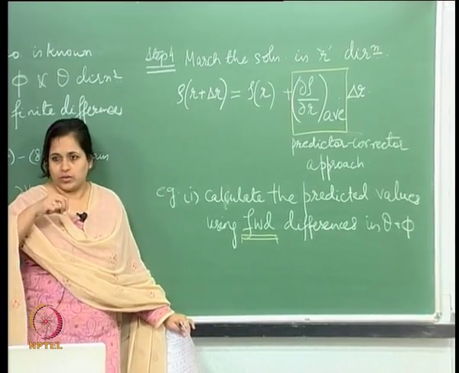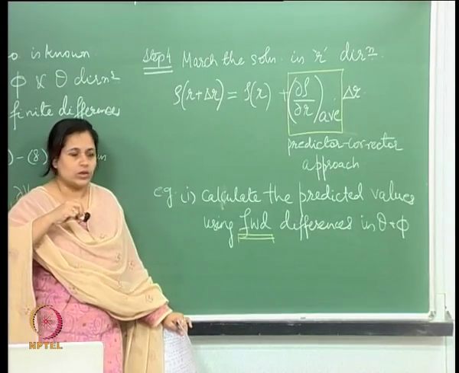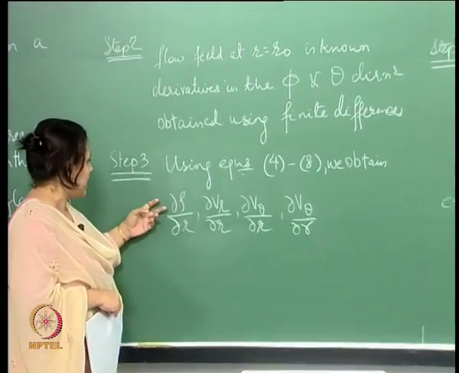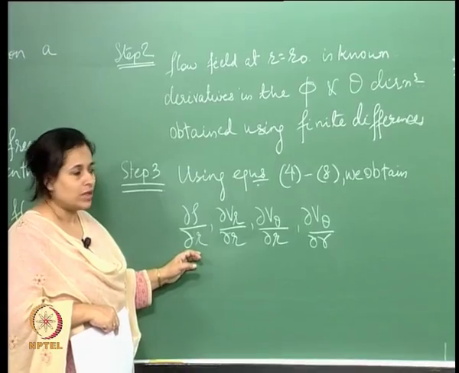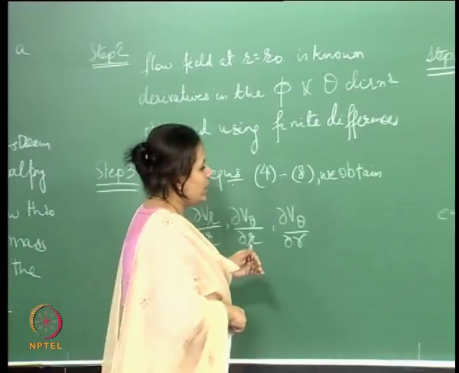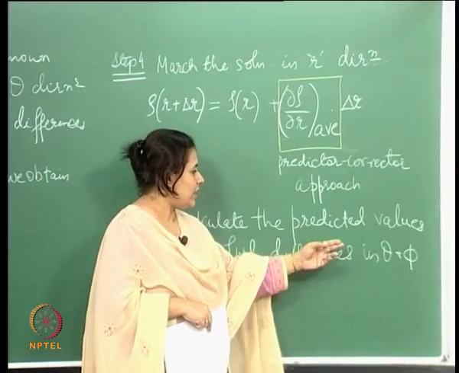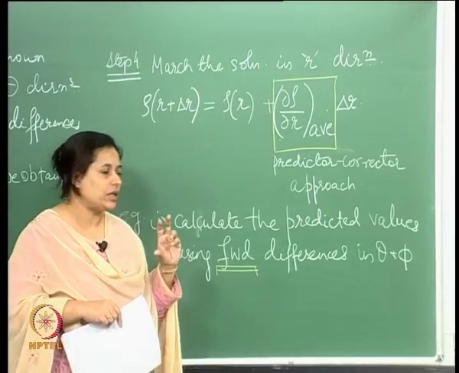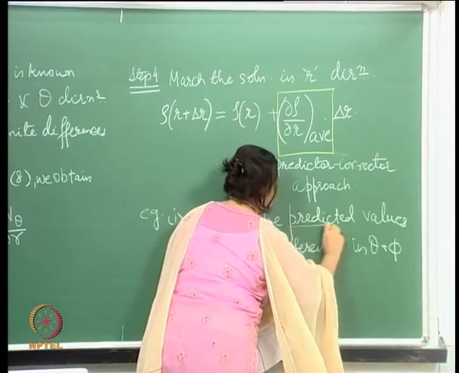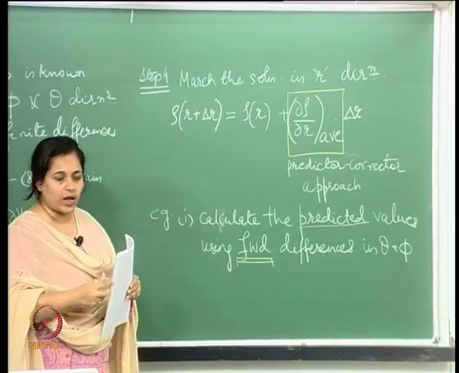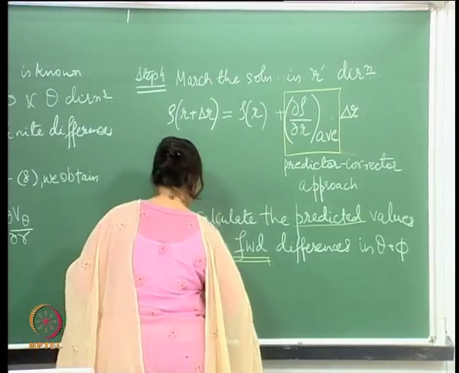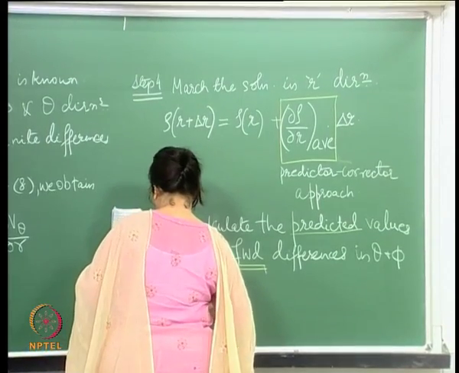So, we will predict a value at a particular point. How will we do that? We have, for example, del rho del R here, and this is available to us. Now using a forward difference in theta and phi, we calculate the predicted values. Let us call those values using a bar like this.